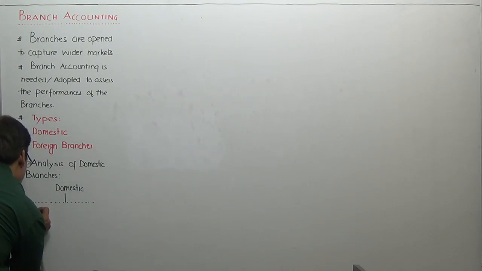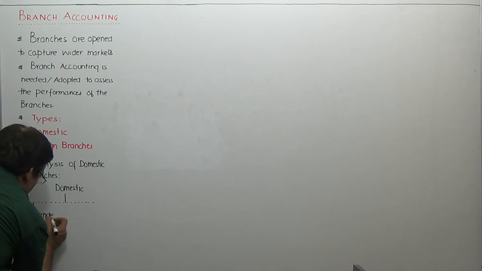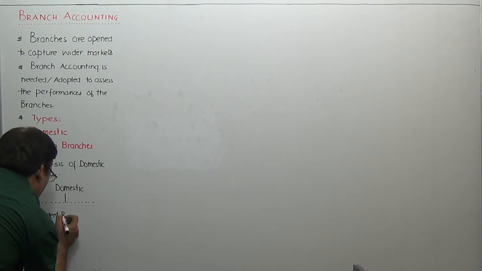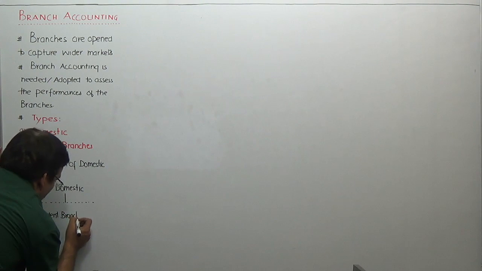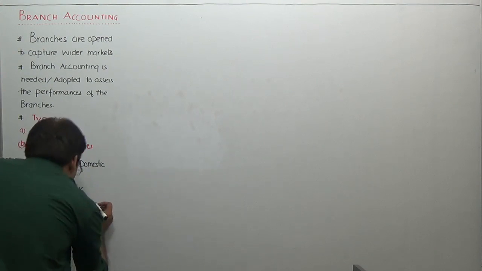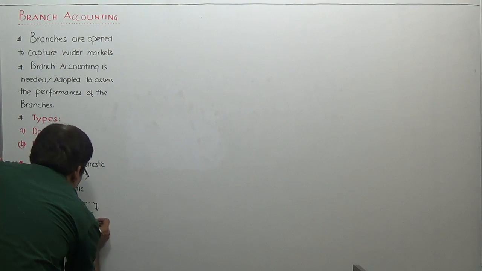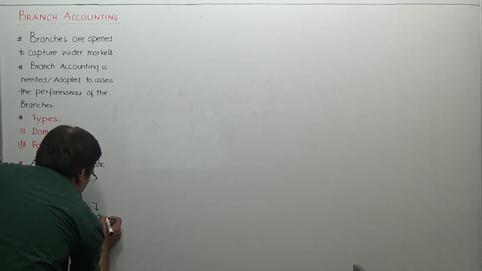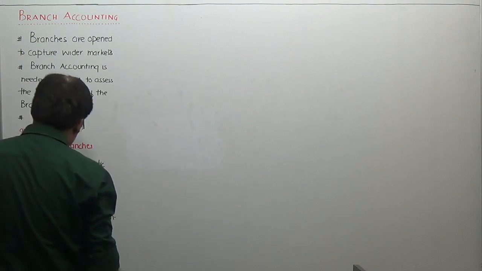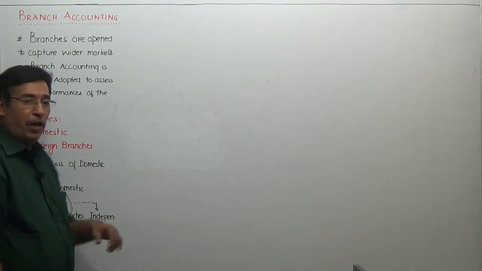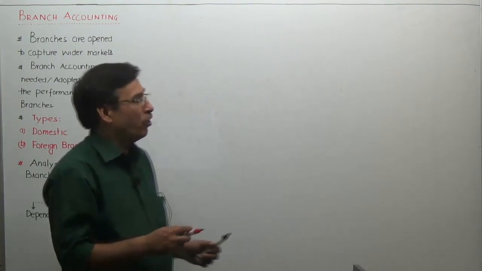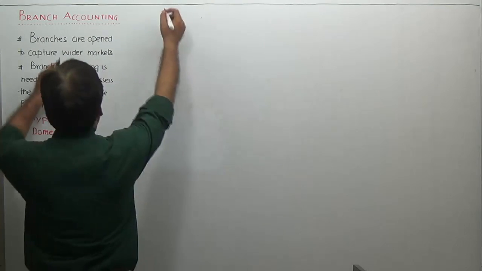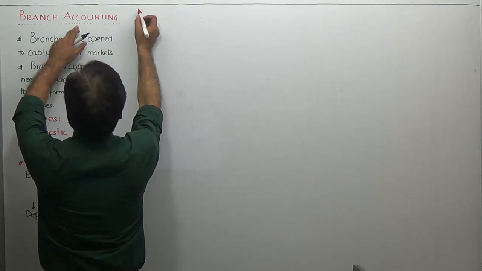One is dependent branches and the other is independent branches. So domestic branches are further subdivided into what we call dependent branches and independent branches. Now we shall analyze slowly and steadily. First of all, dependent branches.